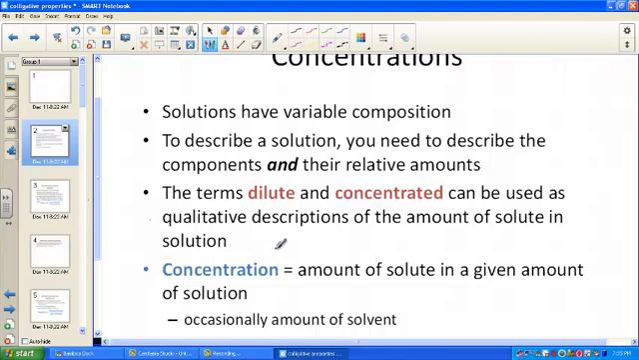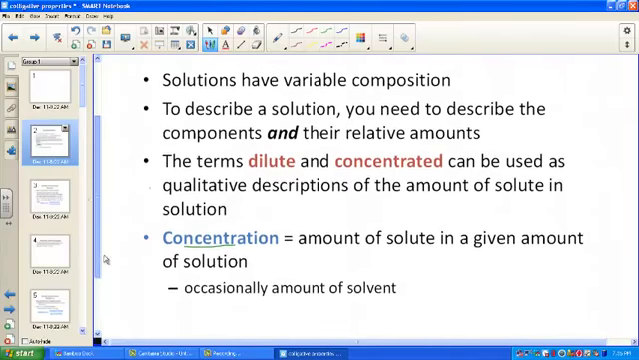Since solutions do indeed have a variable composition, we can have a little bit of solute in a solvent to create a dilute solution, or we can have quite a bit of a solute in a solvent to have a concentrated solution. The term concentration simply refers to the amount of solute in a given amount of solvent. And with quantitative terms, most often we use big M, of course, molarity units, but we're also going to introduce a little m, molality units as well.